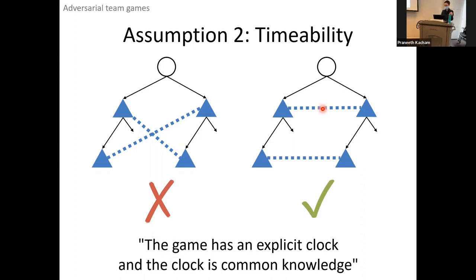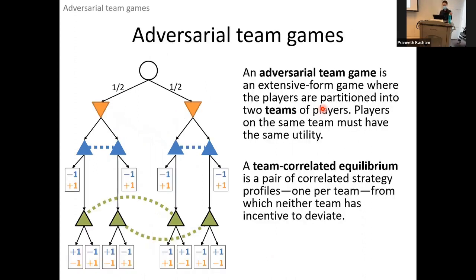Okay, so what's an adversarial team game? As I said, an adversarial team game is an extensive form game where the players are partitioned into two teams. Players on the same team must have the same utility. So in this case, I didn't write it on the tree, but green has the same utility as blue. Green and blue are on the same team. A team correlated equilibrium is a pair of correlated strategy profiles, one for each team, such that no team can improve. So each team is doing as best it can against the opposing team.